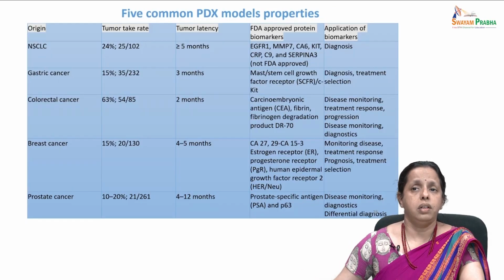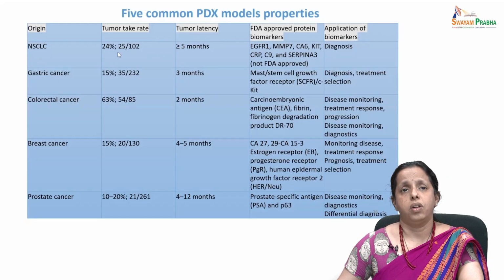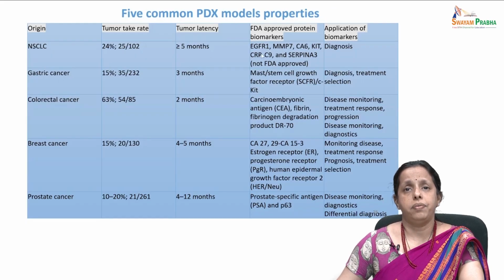The model is reviewed worldwide, and here the tumor uptake rate for squamous cell lung cancer is around 24%, and the FDA-approved markers are, for example, EGFR, and then you have MMP7.